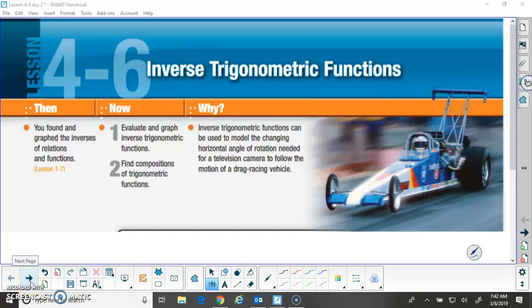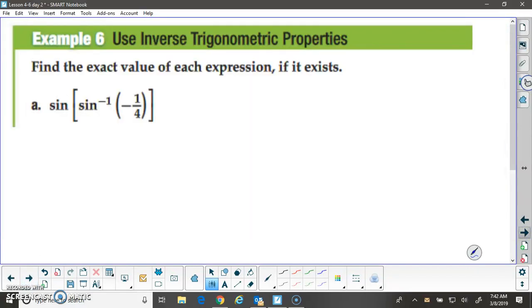Part 2 of lesson 6 of chapter 4, more on inverse trig functions. So in this problem, you see it says find the exact value of each expression if it exists.